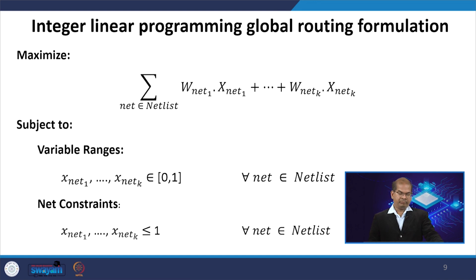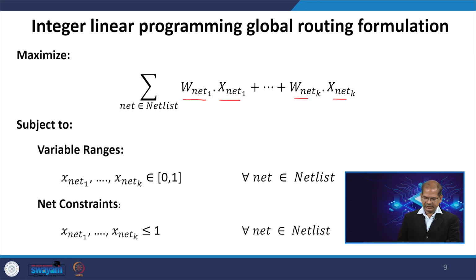Now, our aim is to maximize the weight, such that I can do this optimization. Here I have a weight assigned to each one of them. If there is a complicated shape, then we give less priority to that net. If I have an L shape, then we assign more priority to that net. So that needs to be maximized.